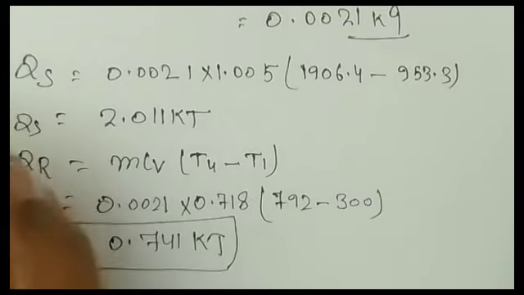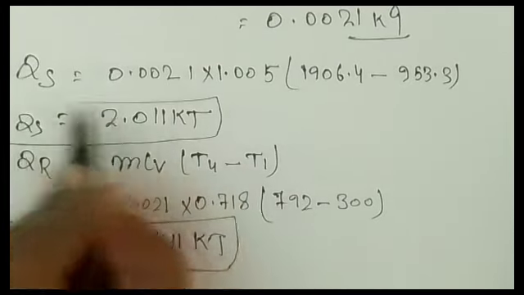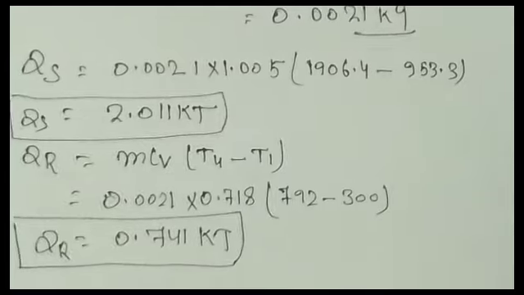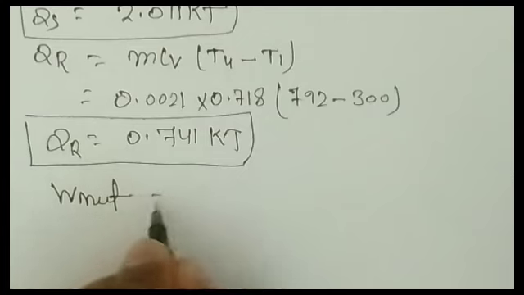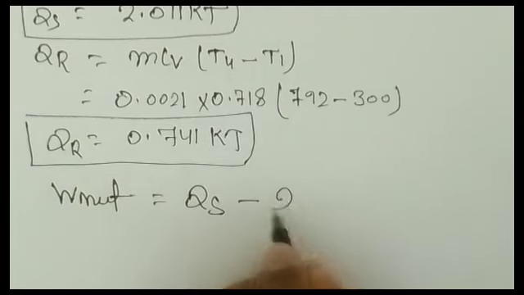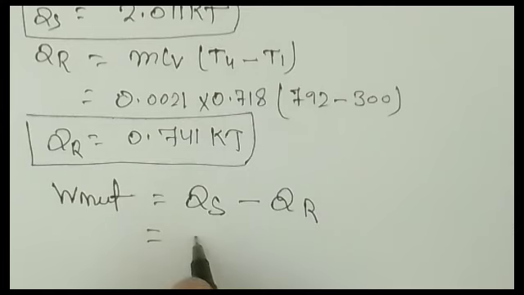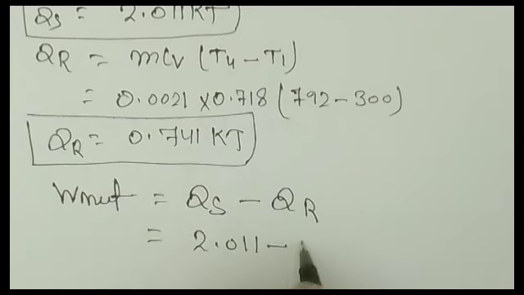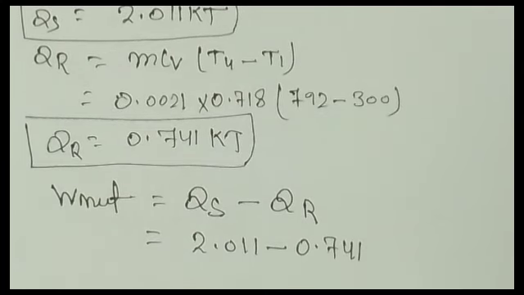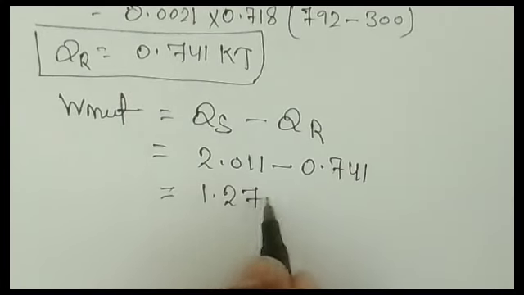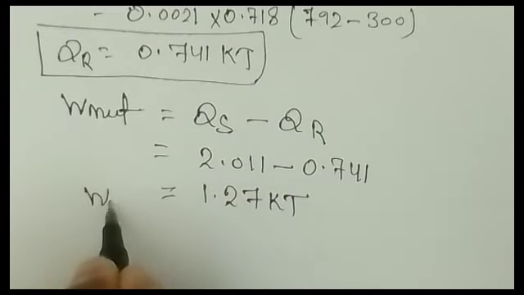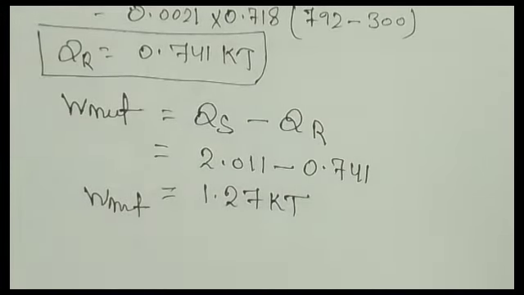So we calculated the heat supplied and heat rejection, right? Now we need to find out the net work. So net work is what? That is heat supplied minus heat rejection. So W net is equal to heat supplied minus heat rejection, that is 2.011 minus 0.741. So W net is 1.27 kilojoule, okay? Net work we calculated.